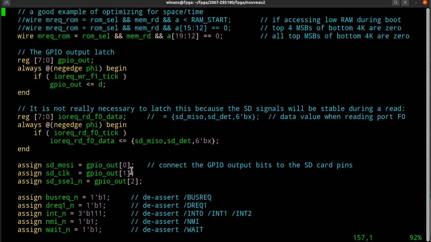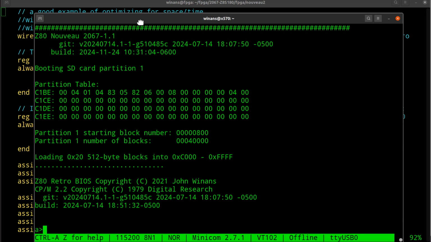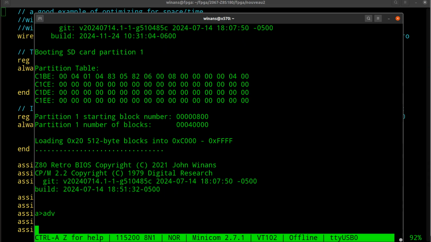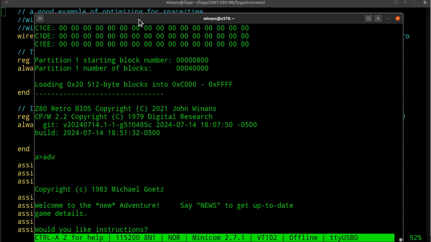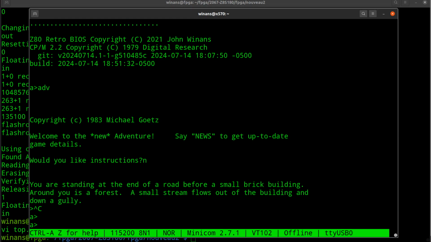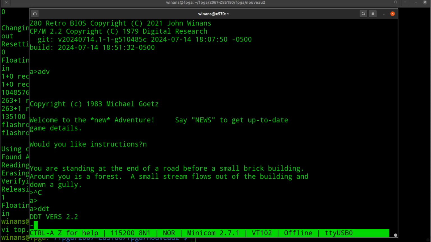And if I didn't do it right, it couldn't read it. It would not get this far by a mile. All right, and we can do the adventure game, and everything's working fine. Okay? So in order to see that this thing actually works correctly, we need to write a piece of code that actually performs I/O operations that we can recognize on a logic analyzer or a scope.